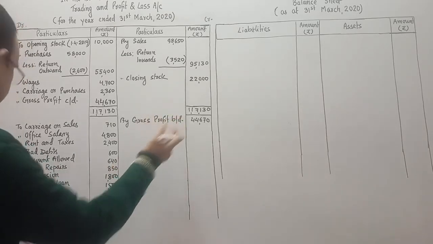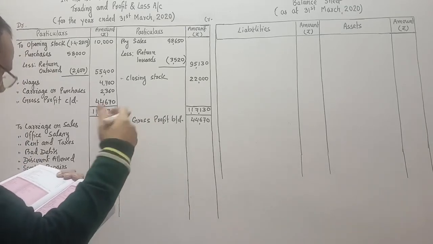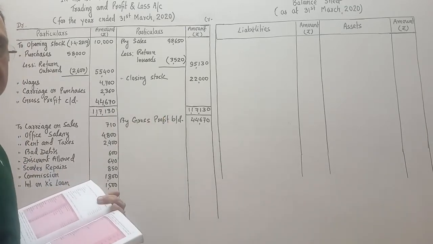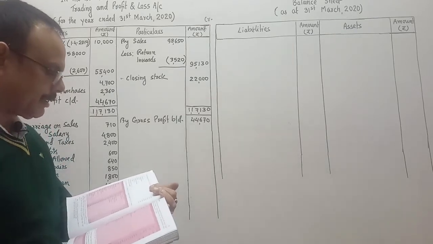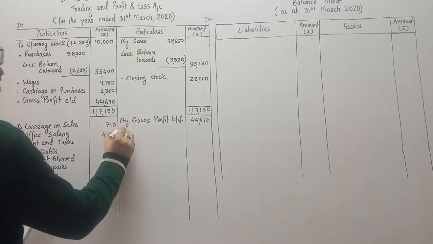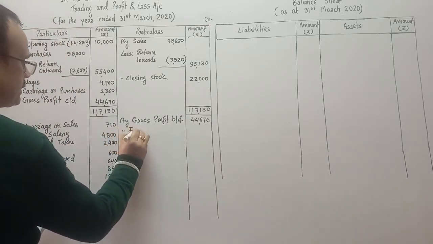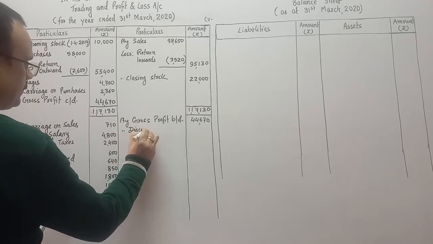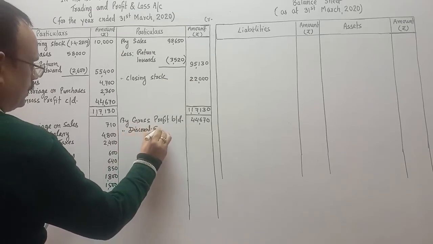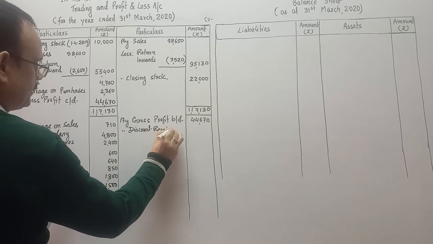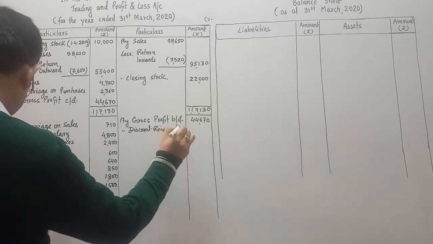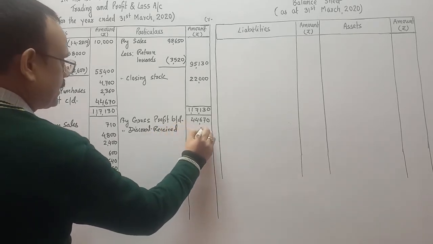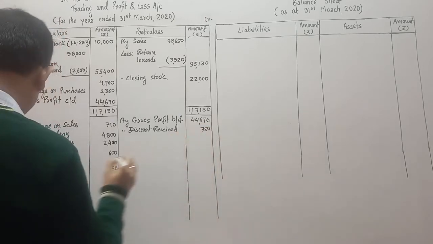Now you write the indirect income. For that you see the credit side of the trial balance. So the first one is discount received. At the time of payment we receive the discount. It's an indirect income. Discount received is 750.